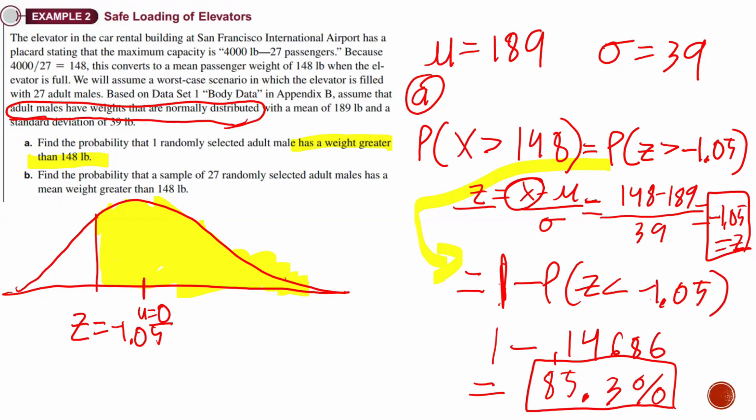Okay, so this to me intuitively makes sense, because 148 is significantly less than the mean, right? Does everyone see that? 50% of people are greater than the mean. So significantly more than 50% of the people should have weights greater than 148 pounds, because that's a fairly light person, considering that it's significantly less than the average weight. Does everyone follow that intuition? Okay, so we've done A.